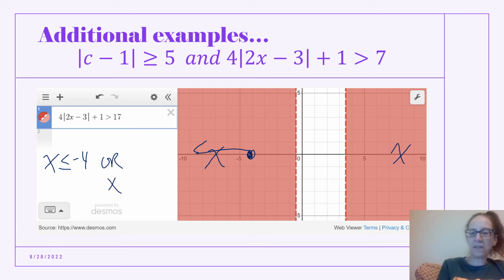Or x, and we have to come over here, that's greater than or equal to, what is it? Greater than or equal to 6. Okay? I'll let you kind of think that through. Now, I can do additional examples.